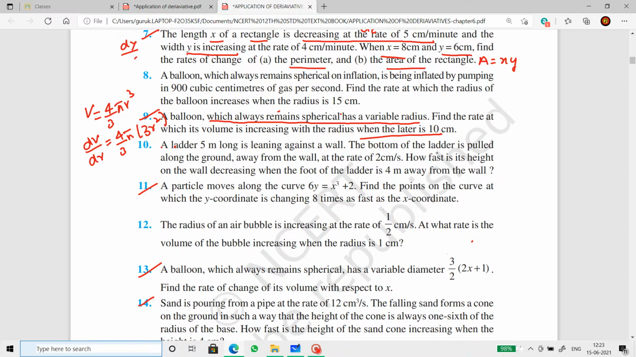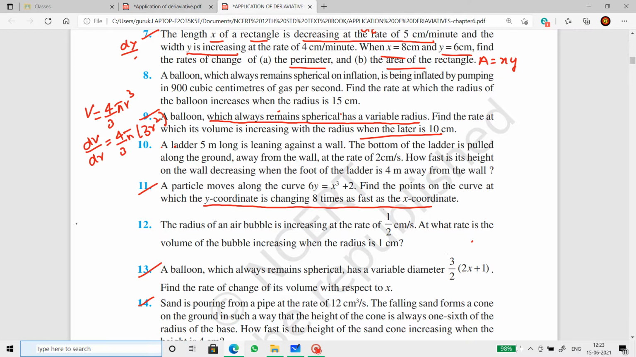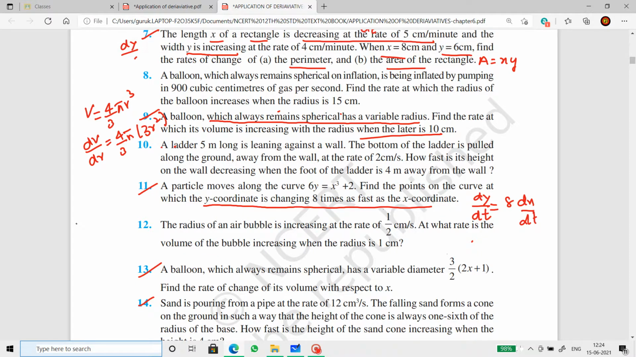11th question. A particle moves along the curve 6y equals x cube plus 2. Find the point on the curve at which y ordinate is changing 8 times as fast as the x ordinate. Underline: dy by dt is equal to 8 times dx by dt. Rate of change of y coordinate is 8 times as fast as the x coordinate. Okay, find the point on the curve.